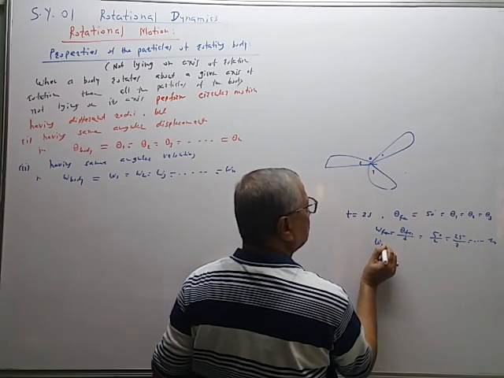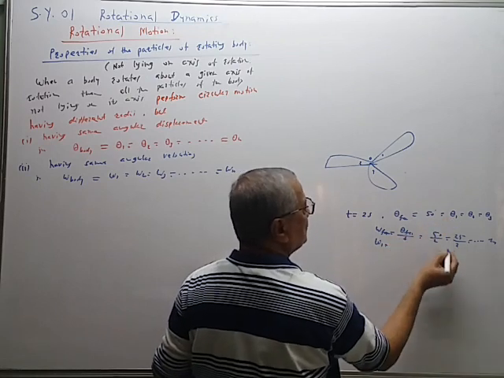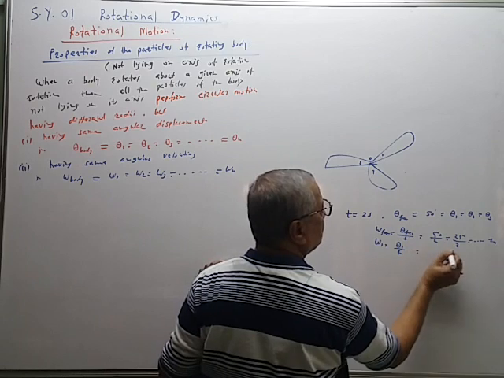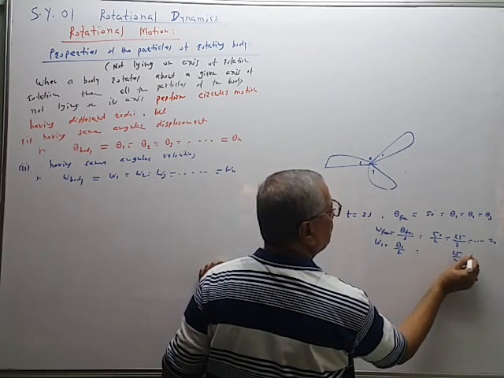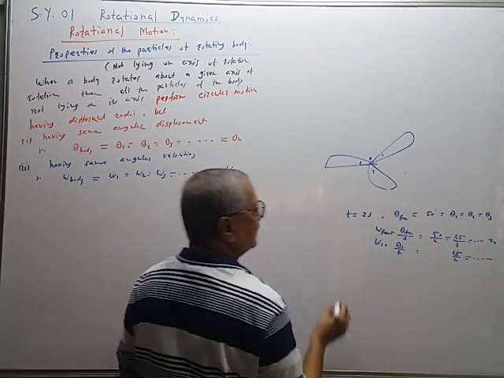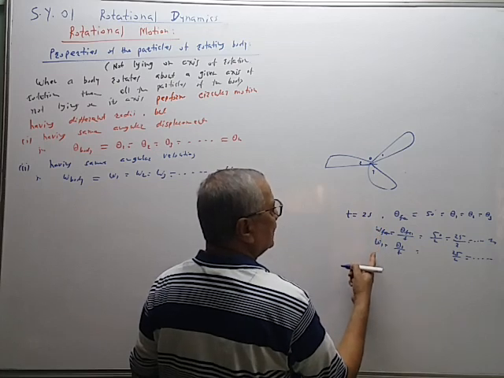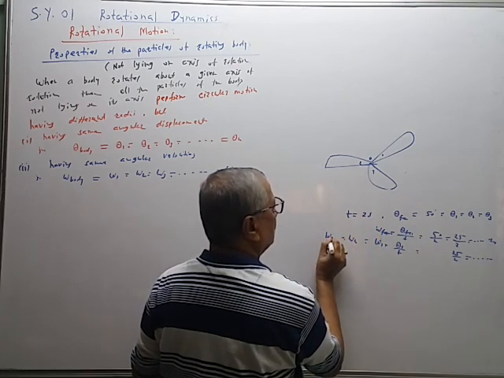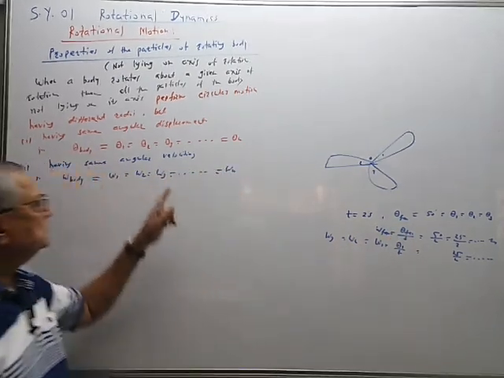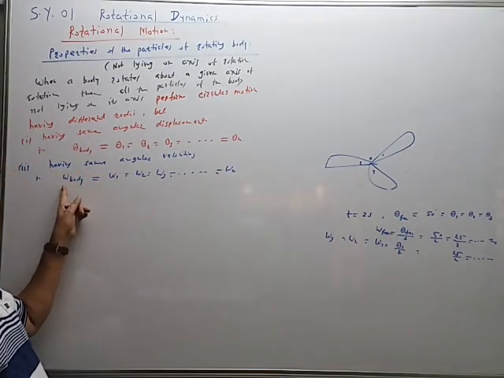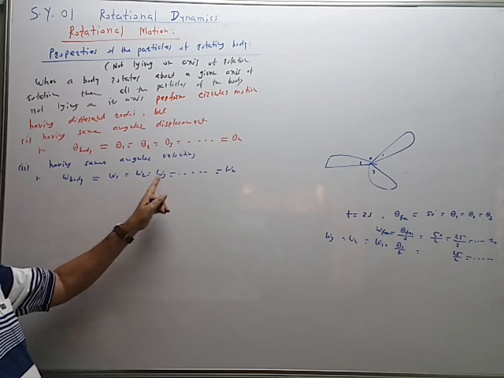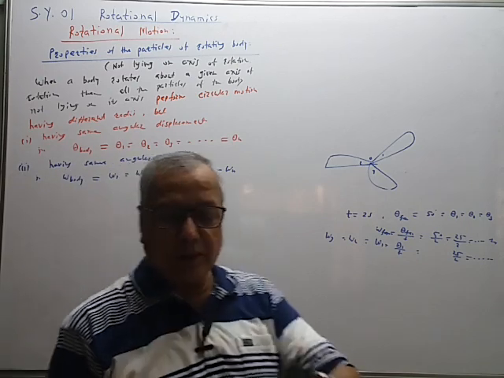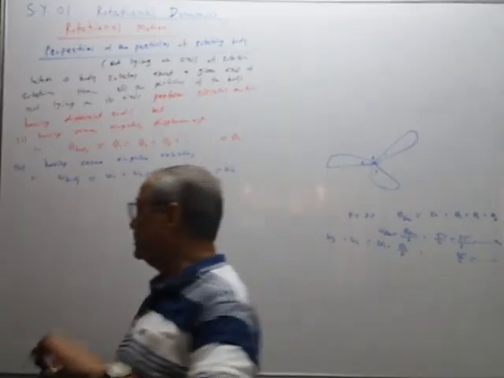So the angular velocity of the first blade of the fan will be the same. Angular displacement of the first blade upon time taken is the same. So it is again 25 by 2, that is equal to that radian per second. So omega 1 is equal to omega 2 is equal to omega 3 is equal to omega of the whole body. So omega of the whole body is equal to omega 1 is equal to omega 2 is equal to omega 3 is equal to omega n. So they have the same angular velocity.